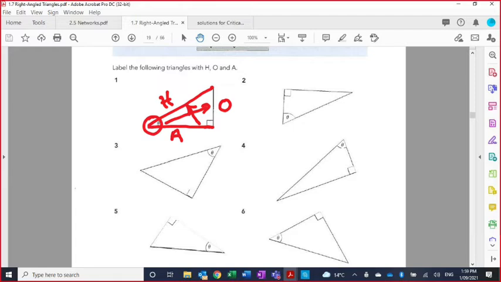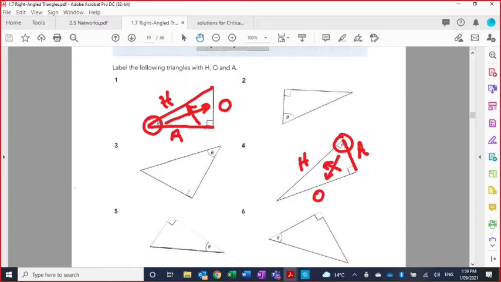Dead easy, yeah? So let's look at this one. Here's the long slanted side straight across from the right angle, so that has to be the hypotenuse. This is the side that touches our angle, so that has to be our adjacent, which means that this one, which is across from it, has to be our opposite.